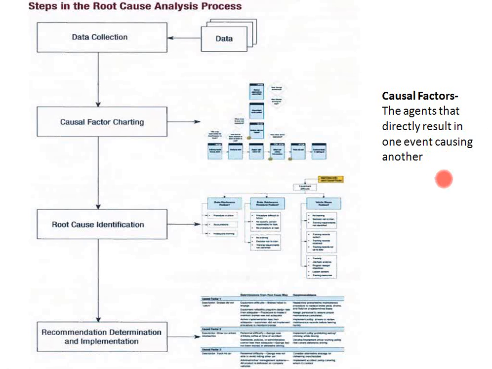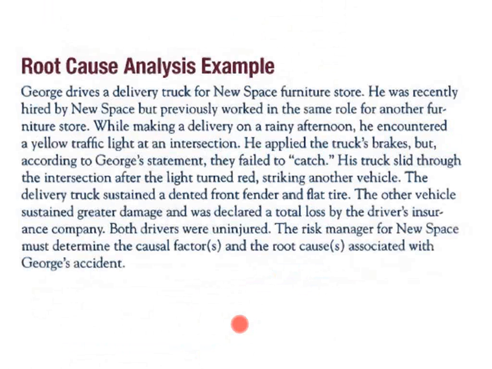Causal factors are the agents that directly result in one event causing another. They talk about directly resulting, but I also believe it can be indirect, that one thing led to another. At least from a legal standpoint, there's connectedness, if you want to call it that. But for purposes of the text, they're saying directly result in one event causing another. And then we talked about some of the recommendations here.